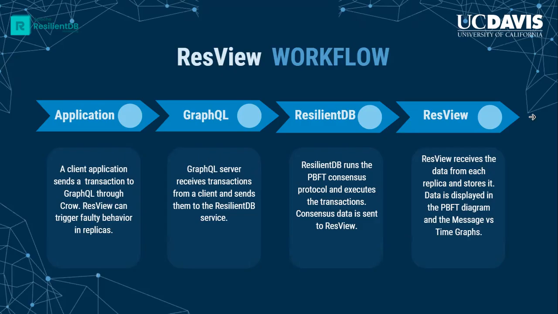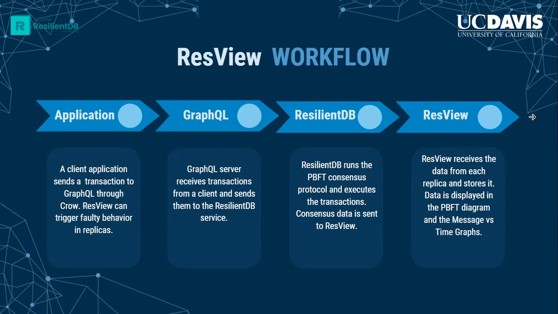But in general, all the ResView work starts when a transaction is sent. Regardless of whether ResView or a client application is sending it, the transaction is going to hit GraphQL through Crow, and then it's going to be forwarded to ResilientDB. GraphQL is essentially going to receive the transactions from a client, transform them into a request suitable for ResilientDB, and then send it to the ResilientDB service. ResilientDB will process the transaction, meaning that it will run the PBFT consensus protocol on it, and then it will execute the transaction.